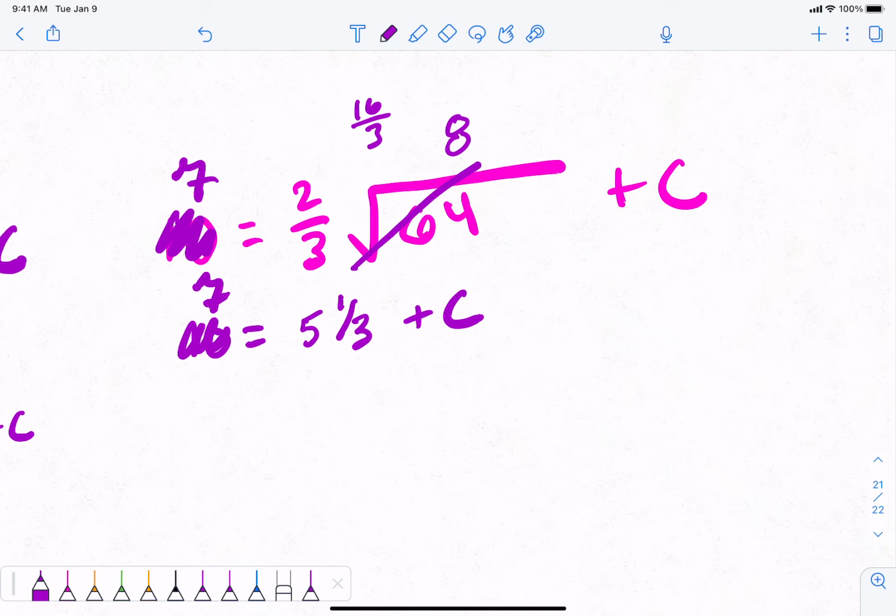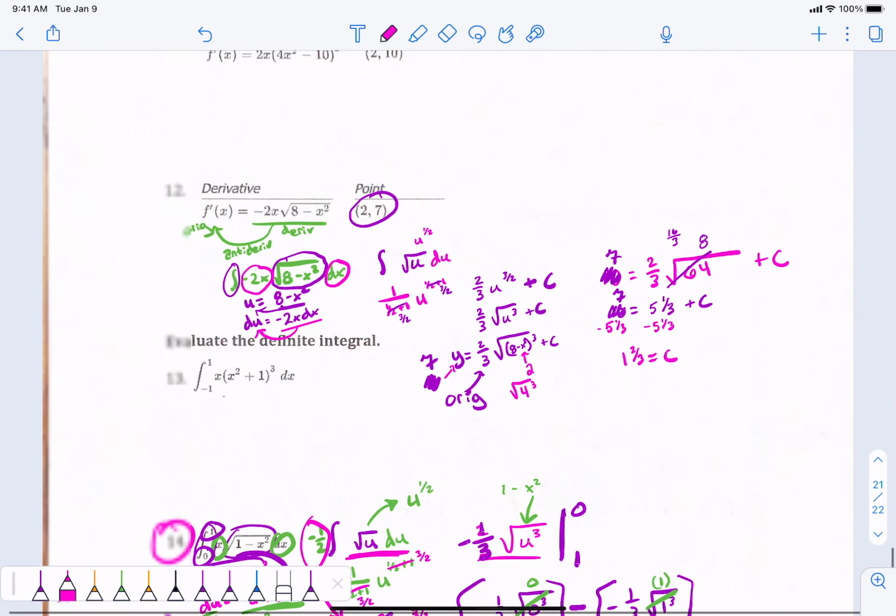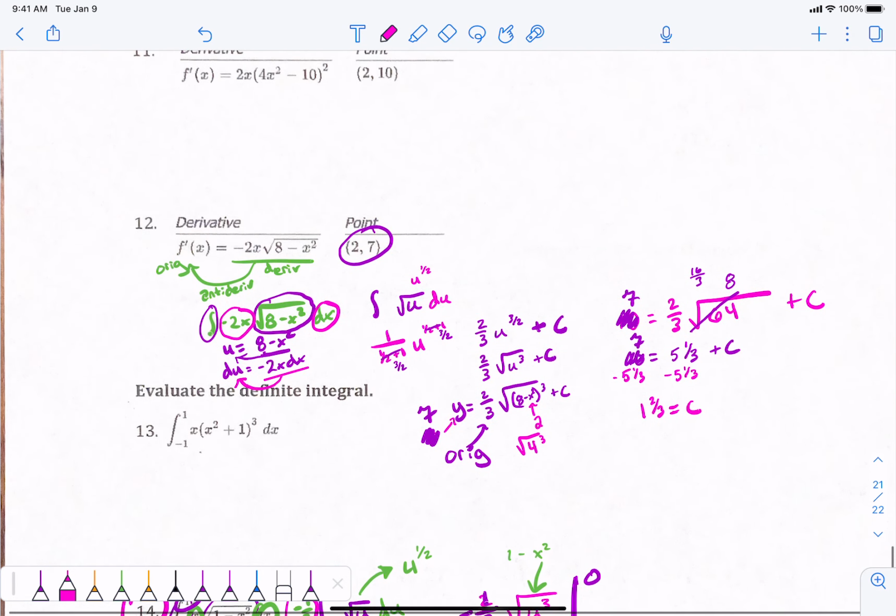Now what? Subtract over. Subtract 5 and 1/3. What's 7 minus 5 and 1/3? It's 1 and 2/3. Okay, that's a lot of stuff.